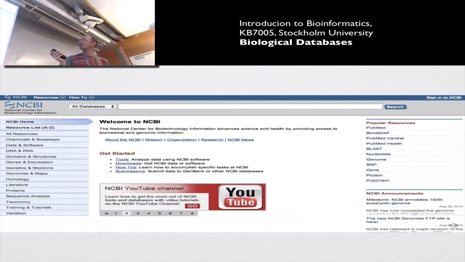You can see popular resources: PubMed, Bookshelf, I guess they're books. PMC, PubMed Central, is actually a lot of online papers that are complete, not just abstracts. PubMed Health is probably more health related, not life science. BLAST is probably the most used tool in bioinformatics. This is your tool for sequence searching. We'll talk about it on Monday. Nucleotide, genome, SNPs are sequence databases. Gene is also a protein database. PubChem is more chemistry oriented, so small molecules and chemistry.